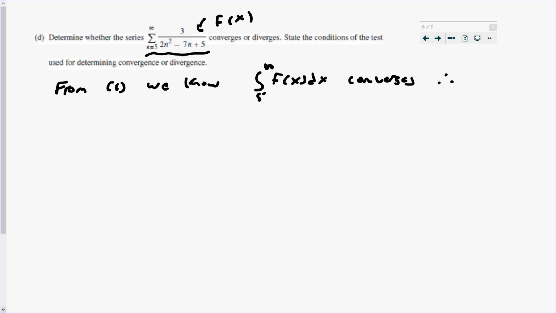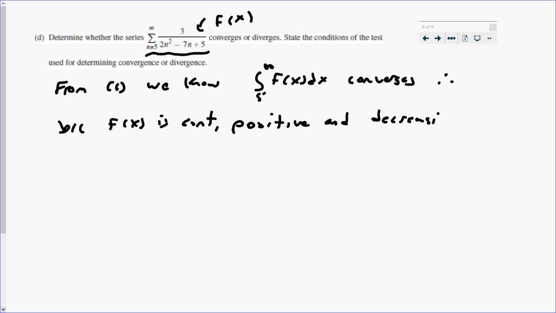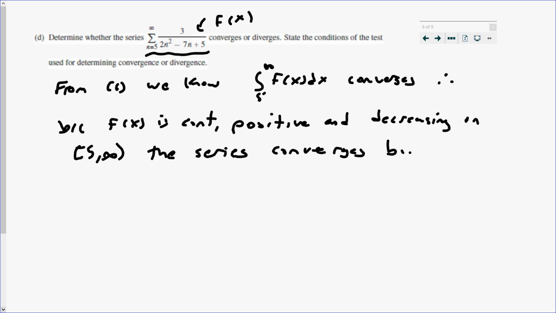Therefore, because f of x is continuous, positive, and decreasing, those values are decreasing over time on the domain 5 to infinity, we can say the series also converges by, and this is our integral test. Ta-da! And that's it. That's our integral test right there.